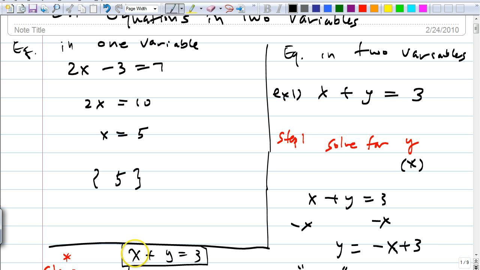Okay, so our original equation was x plus y equals 3. We got y equals negative x plus 3. In other words, we have solved for one of the variables, y. Okay, that's our first step. And our second step, let me show you. Let me move this up.